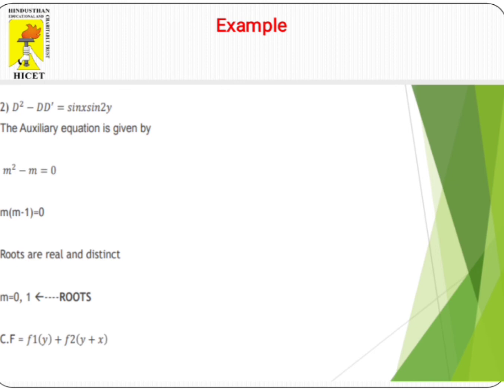Now we take another example. D square minus DD dash into z equal to sin x into cos 2y. Here the right side of the function is trigonometric, so we can use the second type. Here the auxiliary equation is given by replacing D equal to m and D dash equal to 1 in the given non-homogeneous partial differential equation. We get m square minus m equal to 0, so m into m minus 1 equal to 0, so m equal to 0 and 1. Here the roots are different, so in this case the complementary function is f1 of y plus f2 of y plus x.